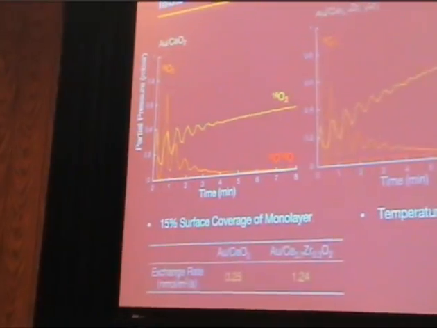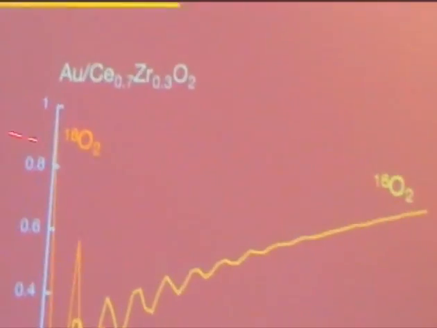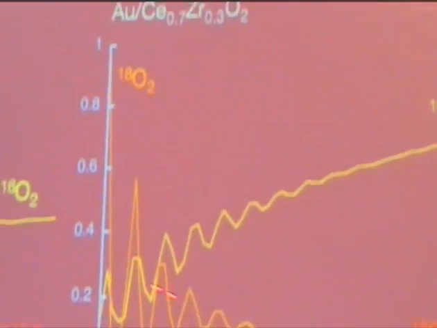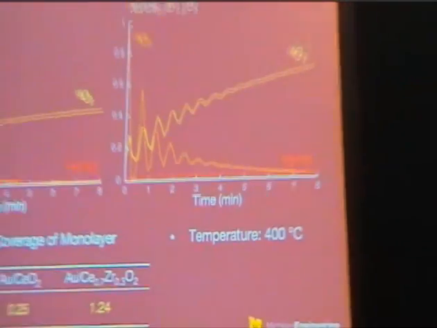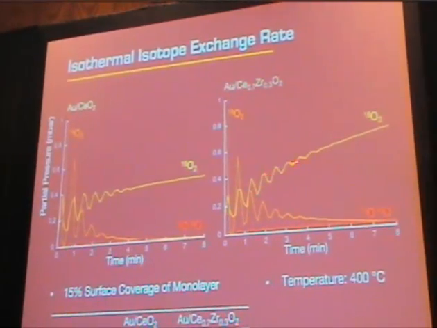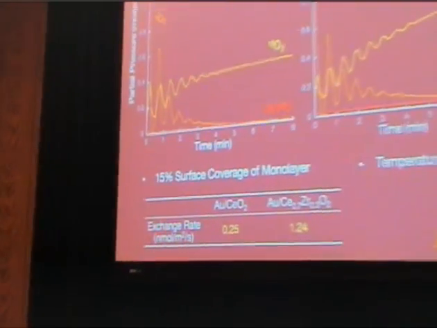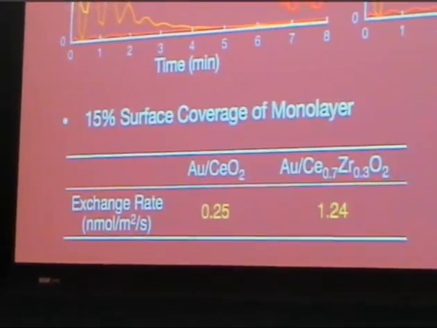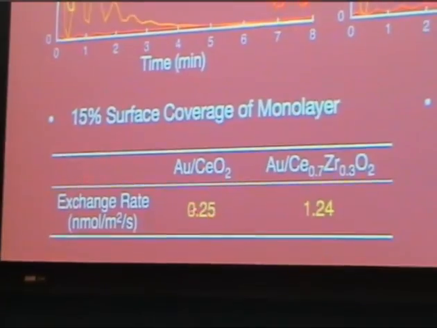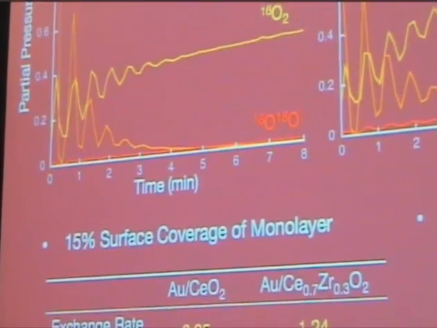For the case of the zirconia-promoted cerium oxide support, the behavior of the oxygen-18 absorption was similar to what we saw in the cerium oxide by itself. However, the exchange rate was much higher on the zirconia-promoted cerium oxide support. So when we calculated the exchange rate, the rates were significantly different from each other.